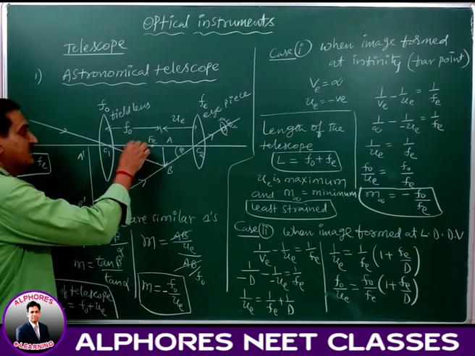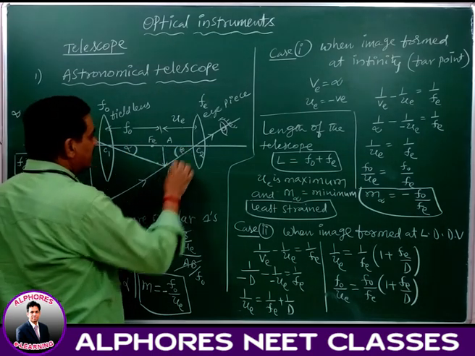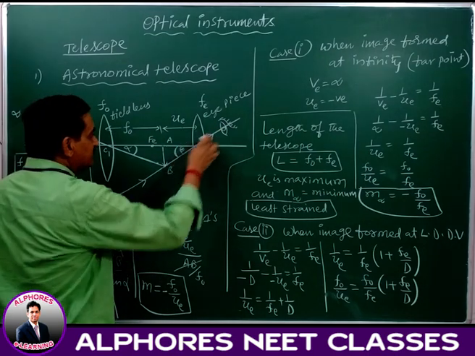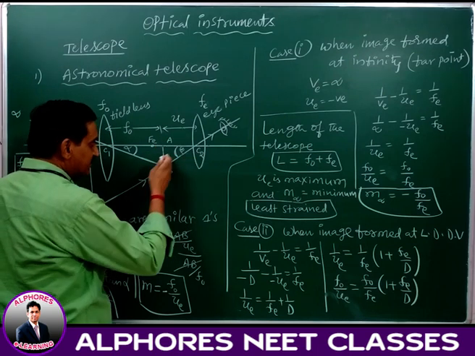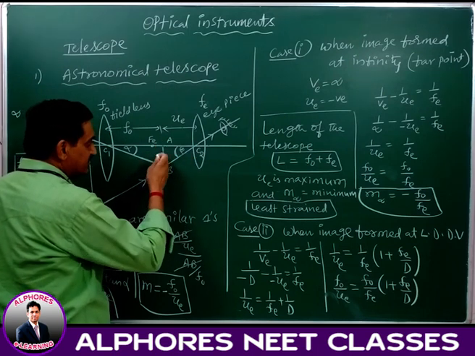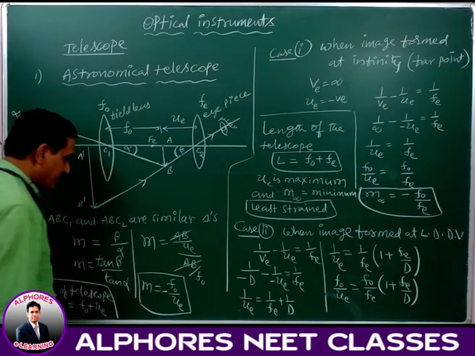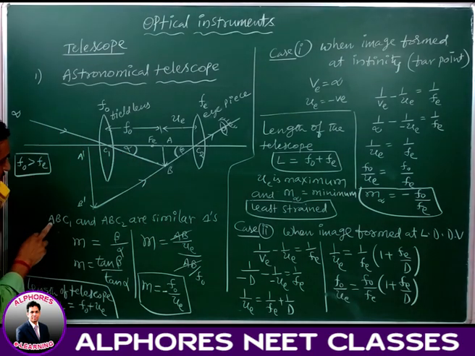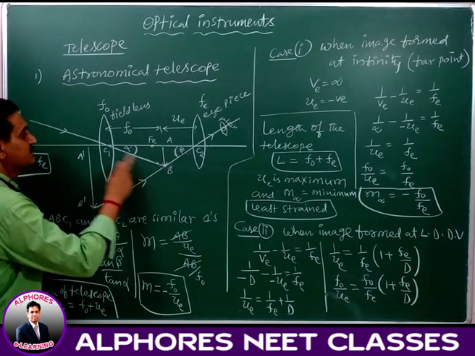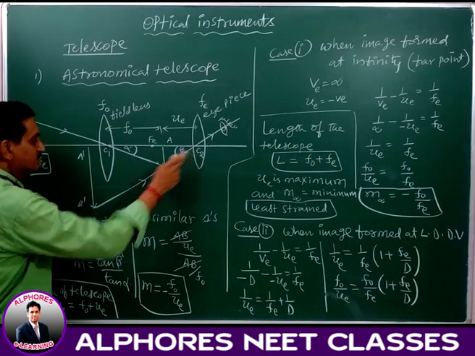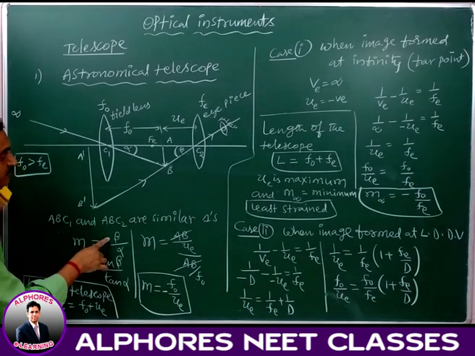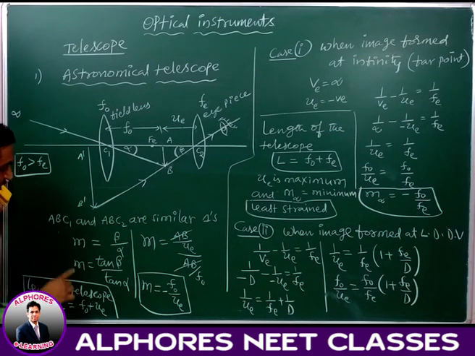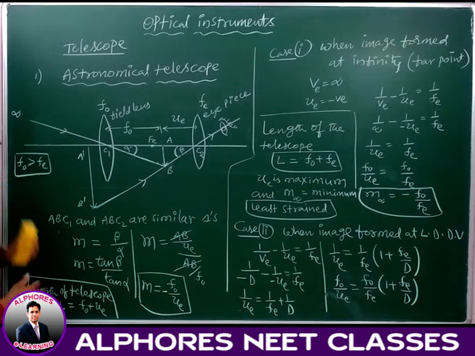Okay. Now this is taken to be alpha angle, this is beta. So this is the angle subtended by this image or object. For this lens, it is the object. The image is subtended by this object, right? This is alpha, this is beta. Now here, taking ABC1 and ABC2, these two are similar triangles, and from this, m is equal to the magnification, beta by alpha. Now m is equal to tan beta by tan alpha.